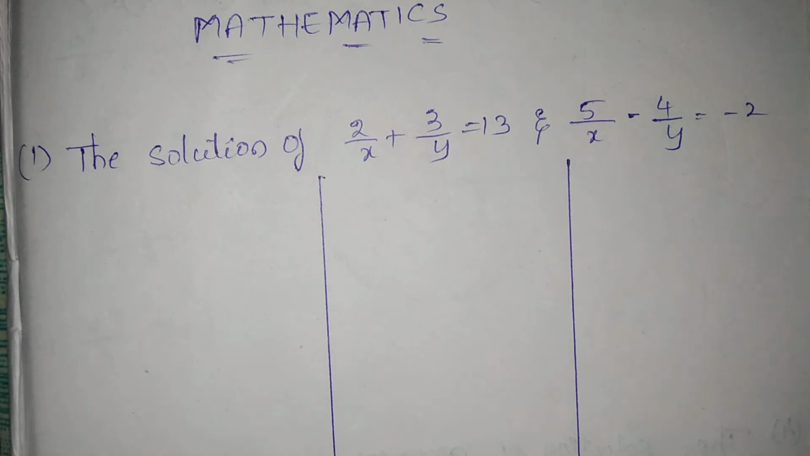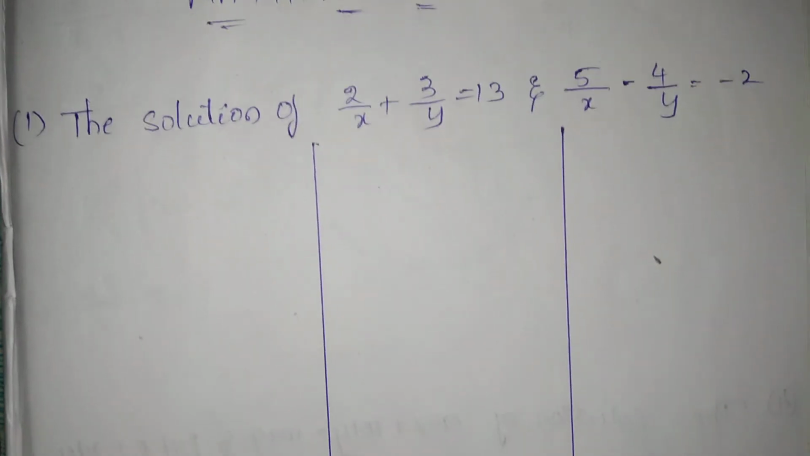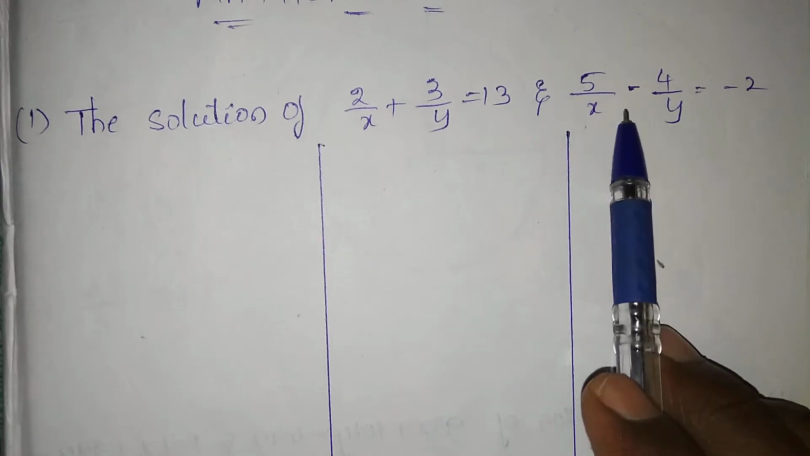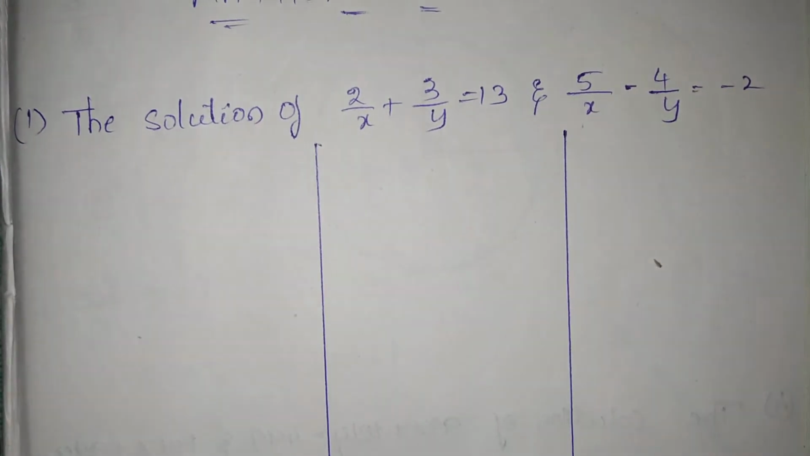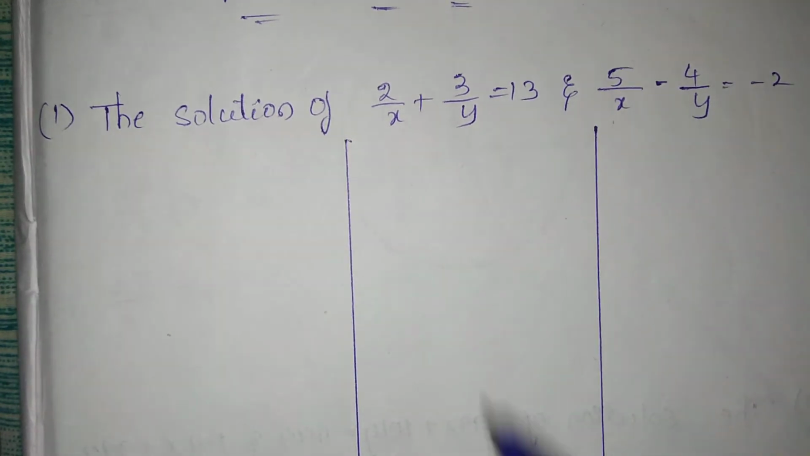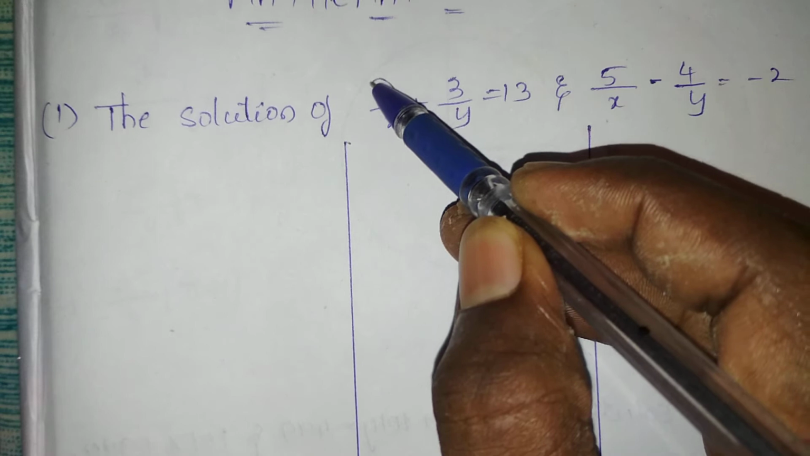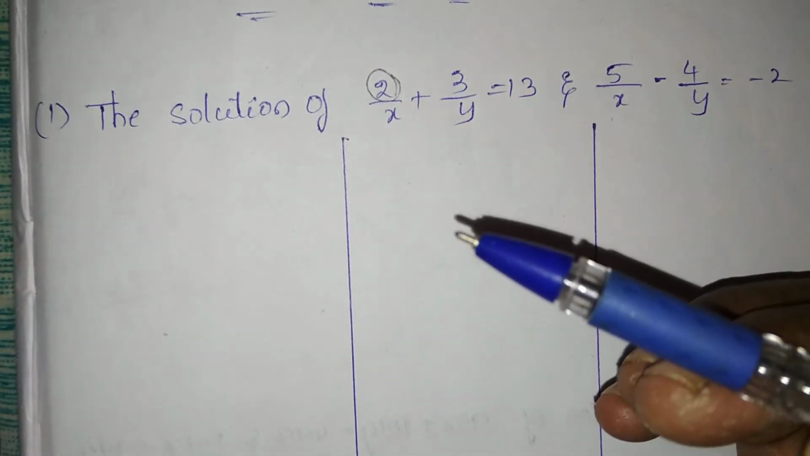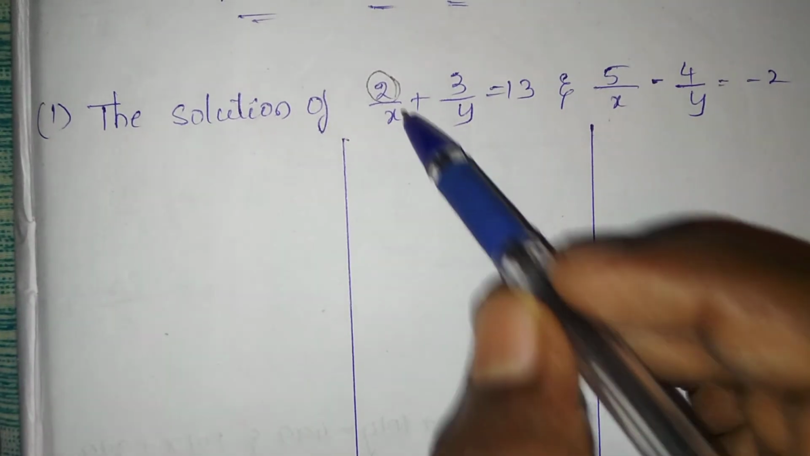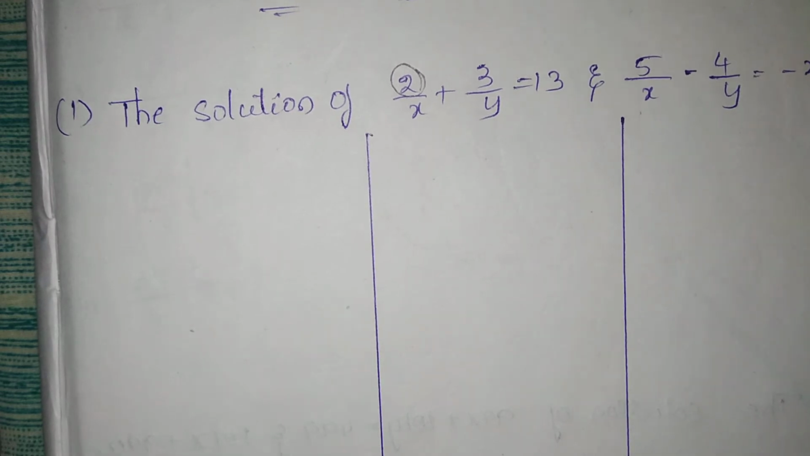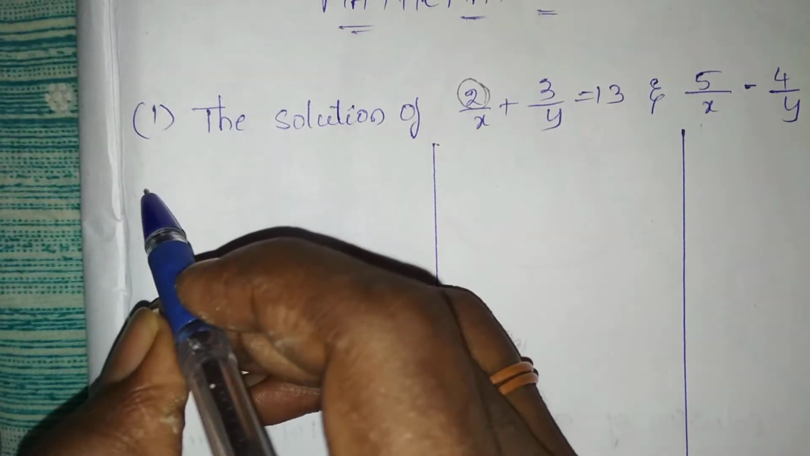in the polyset. Here first question, the solution of 2 by x plus 3 by y is equal to 13 and 5 by x minus 4 by y is equal to minus 2. Here if you find problems like these, just take out the numerator from the given data and consider the remaining as constants such as a, b. Let us do that.